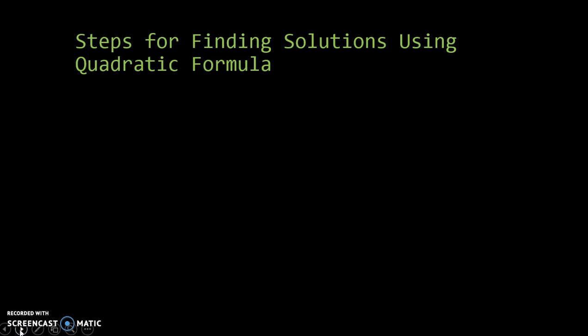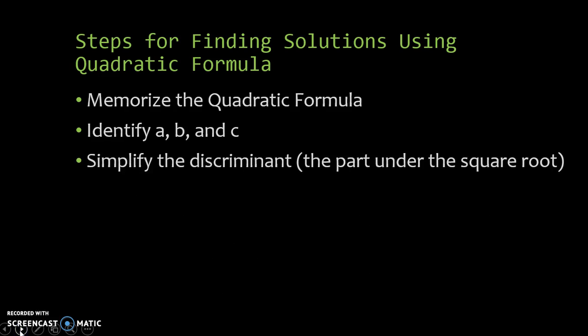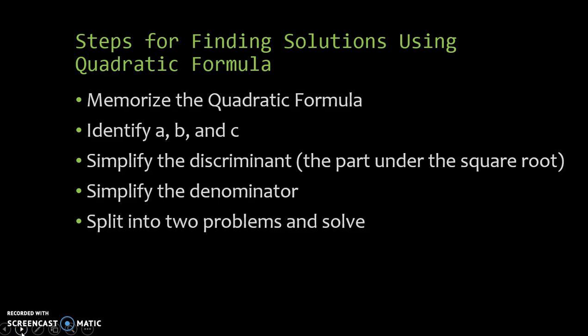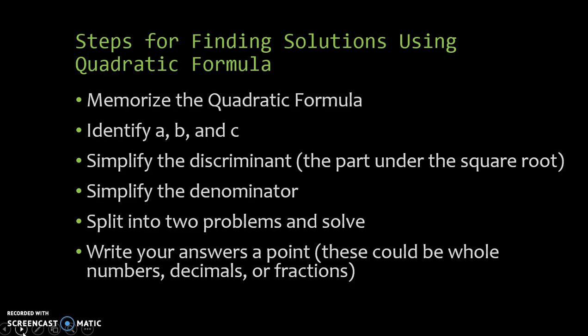Here are the steps for finding solutions using the quadratic formula. First, you need to memorize the quadratic formula. This will not be something you'll be allowed to use notes for on your test. Then, you'll need to identify A, B, and C. You've done this before, it's not new. Simplify the discriminant. This is the part under the square root. Then you'll need to simplify the denominator, split it into two problems, and solve. And make sure you write your answers as a point or points. These could be whole numbers, decimals, or fractions.